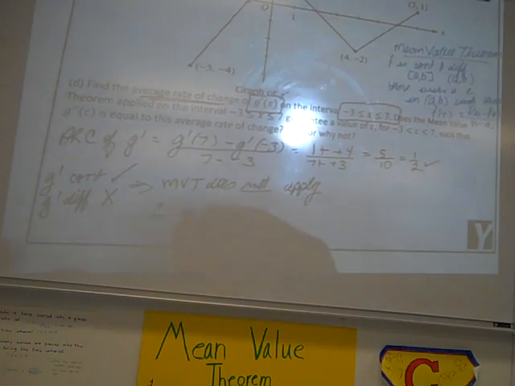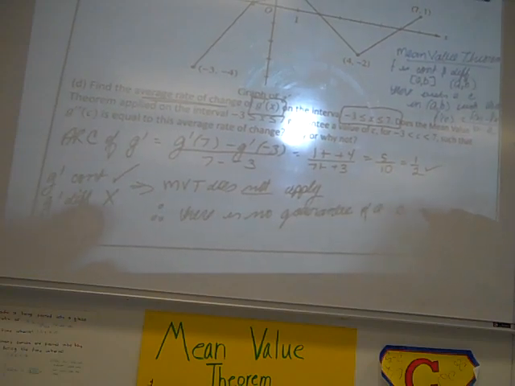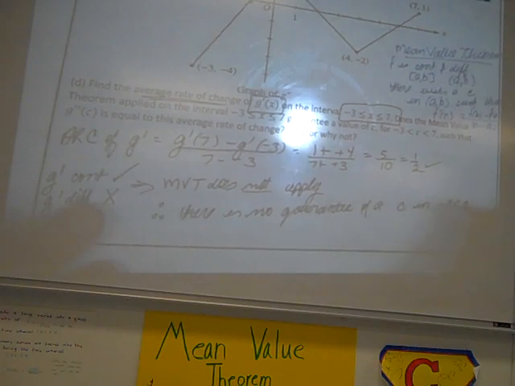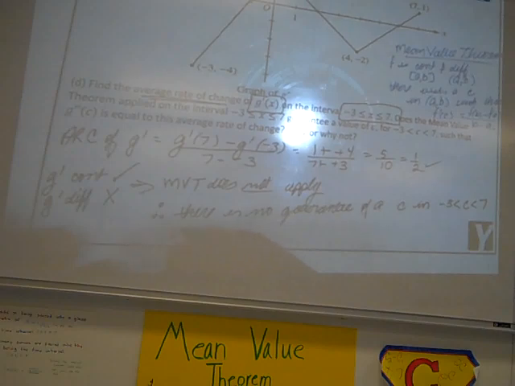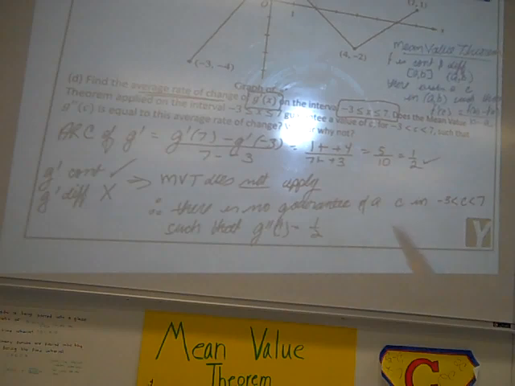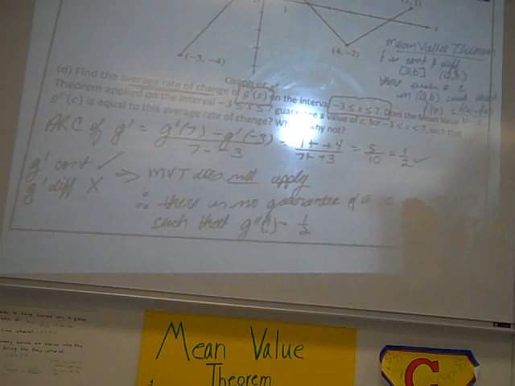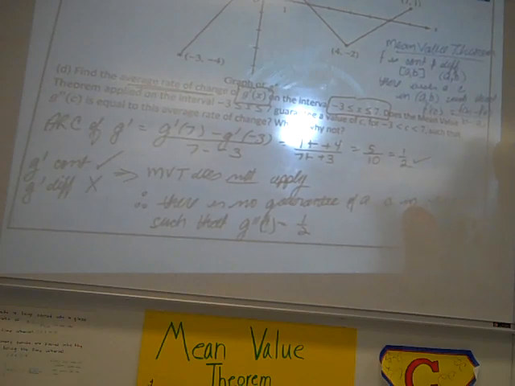Therefore, there is no guarantee of a value of c in this interval, -3 less than c less than 7, such that g double prime of c is equal to 1/2. Now, maybe there is some point, but there's no guarantee. The mean value theorem, we like to call it an existence theorem. The mean value theorem promises you will find such a value of c that satisfies this relationship up here, but only if the function is continuous on the closed interval and differentiable on the open interval.